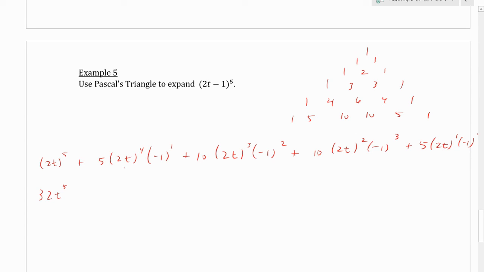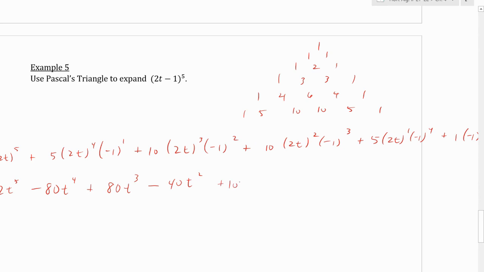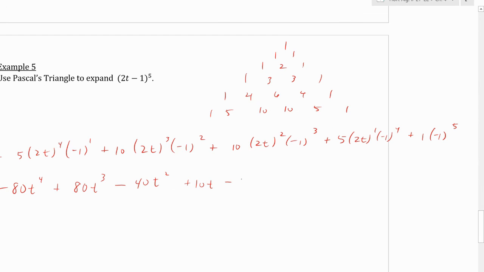Let's see, 2 to the 4th is 16. 16 times 5 is 80, but oops, it's going to be negative 80t to the 4th. Let's see, this one is definitely positive. The negative is going to an even power. 2 cubed is 8 times 10 is 80t cubed. Then minus 40t squared, plus 10t minus 1.